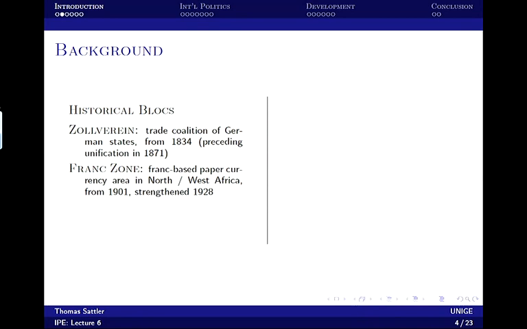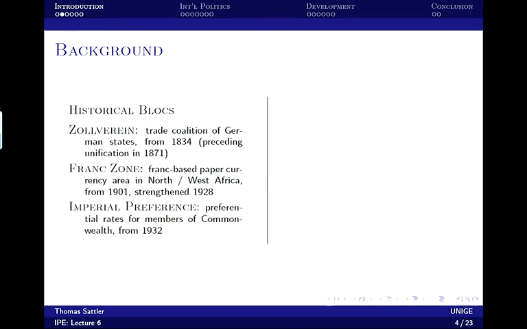This was the time when we saw economic competition between European powers. So Germany, Great Britain, France. So they used this currency area, which is a form of a preferential trading agreement, to discriminate against other countries, other great powers. And we saw that also Britain did the same thing.